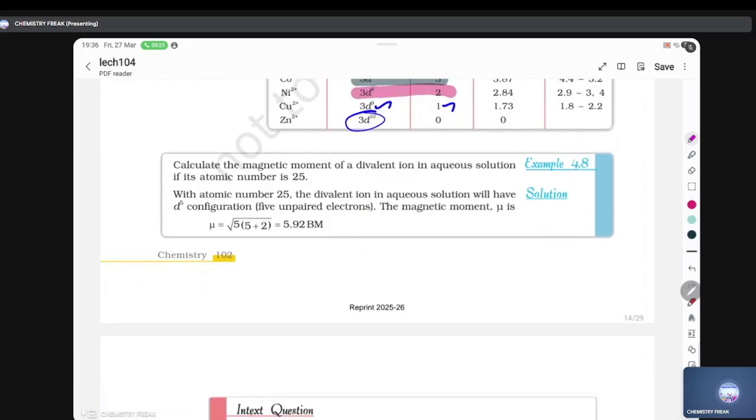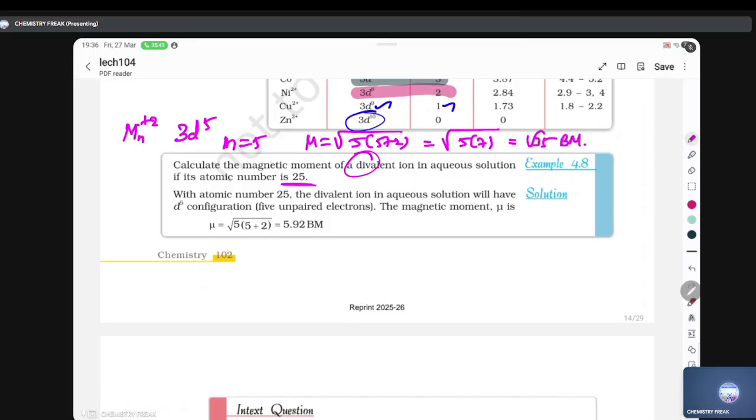They will give you a solution with atomic number 25, divalent ion. That means manganese plus 2. That is a 3d5 configuration. So the number of unpaired electrons n is equal to 5. So mu equals root of 5 into 5 plus 2 Bohr magneton, which is root of 5 into 7, root 35 BM. Bohr magneton is the unit. If it were root 36, I would put 6 as the answer. Since it is root 35, about 5.9 will be the answer. Like that you have to give. Okay?